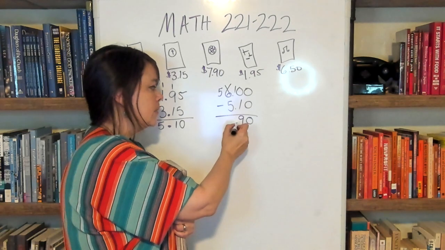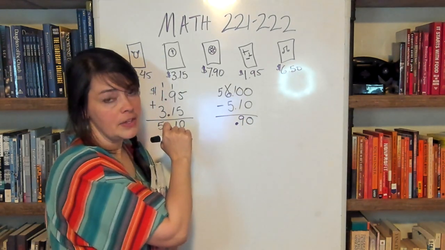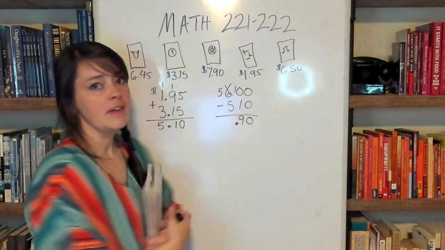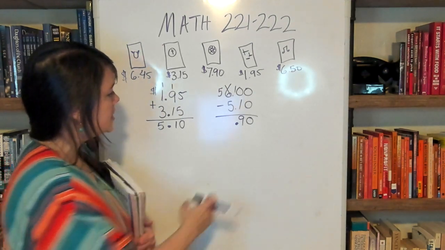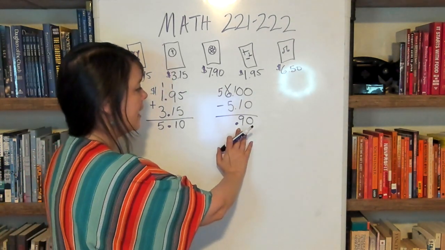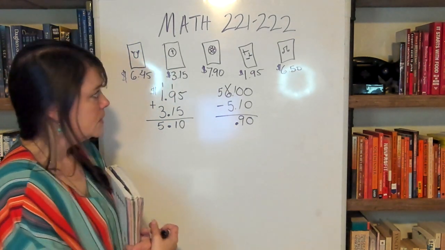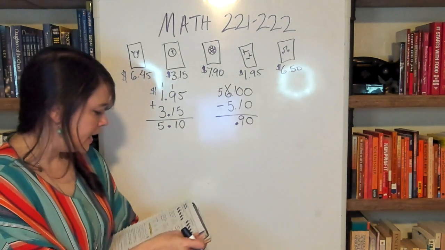But it's not 90, we need to put the decimal point so that we know it's 90 cents, not $90. We've got to make sure we have all of the details right. So the answer to this is, how much money does Dad have left? He has 90 cents left, okay? So you see we followed more than one step to find our answer. Let's look at the next one.